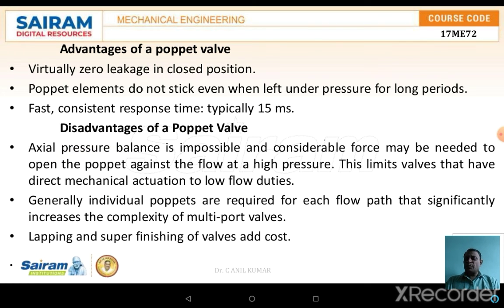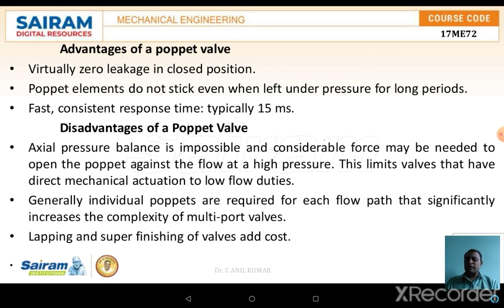The advantages of the poppet valve: virtually zero leakage in the closed position. The poppet element does not stick even when left under pressure for a longer period. The response is fast, consistent as well as timely.